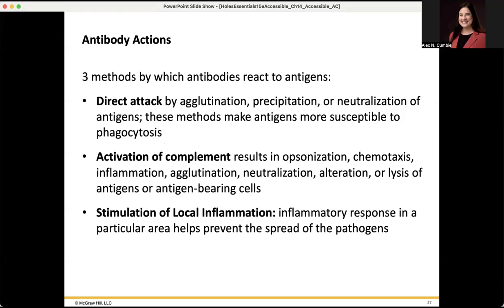There are three ways that antibodies can react. They might directly attack through agglutination, that clumping, precipitation, or neutralization. They can activate complement, so that we do a lot of chemical warfare. Or they can stimulate local inflammation, calling other cells to that site.